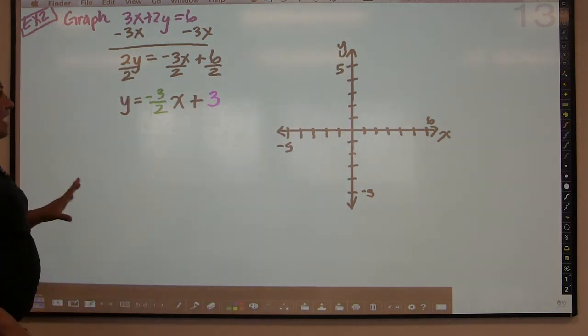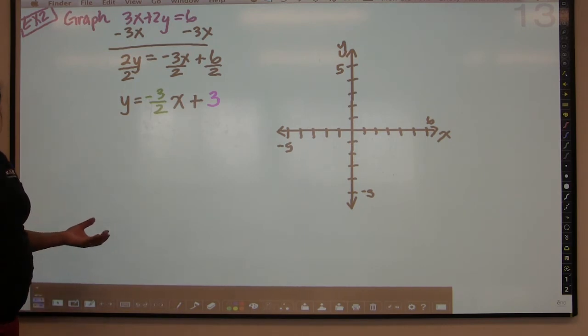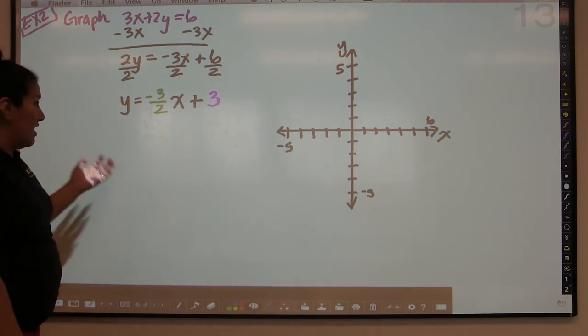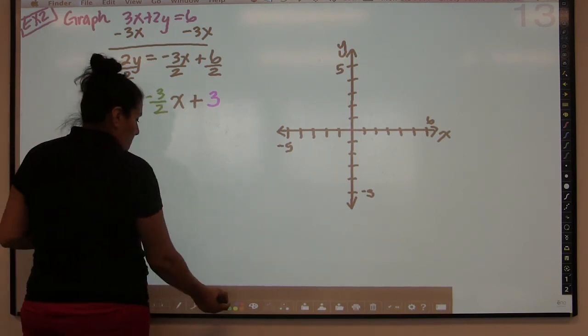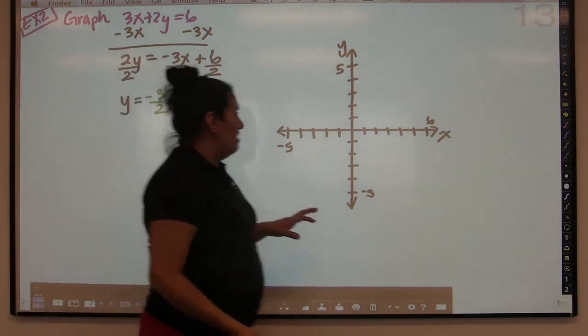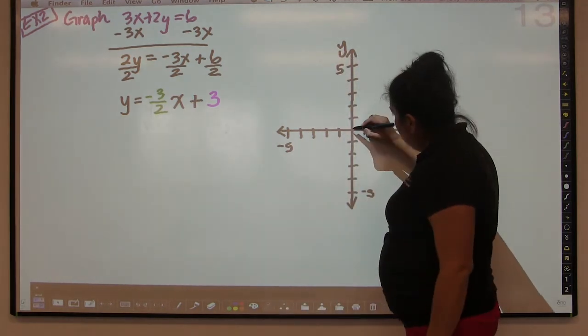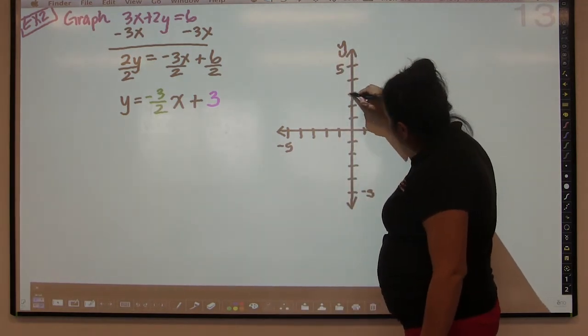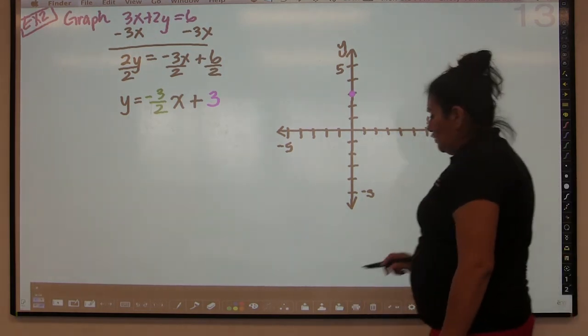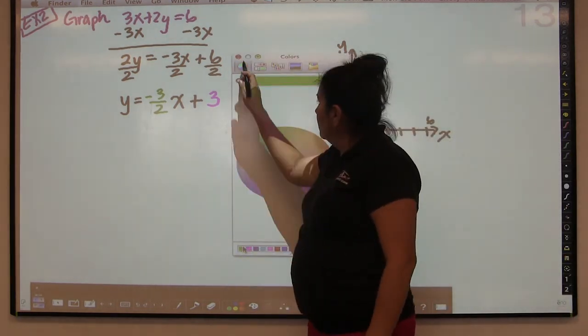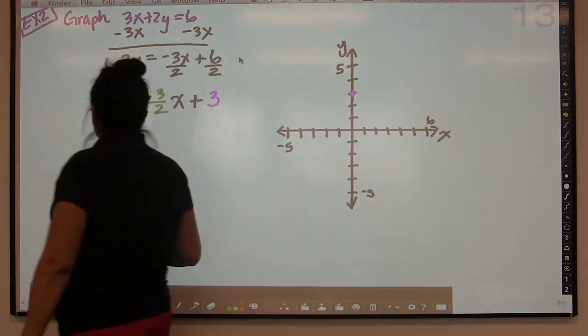So there we go. And now we're pretty much back at the same thing that we just did in the previous example. We want to graph this line. So the y-intercept is going to be (0, 3). So on my graph, I'm going to go to x is 0, y is 1, 2, 3, and put my point there. And then I'm going to apply my slope. And I will do this for you one more time. This is the hardest part, is the slope.